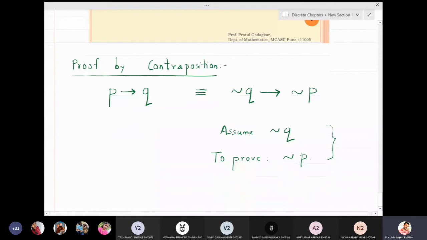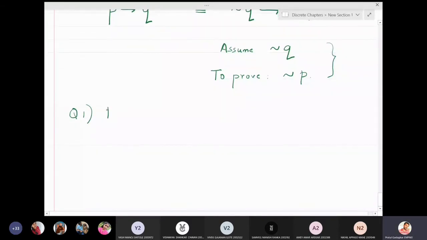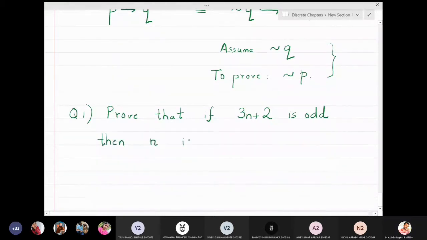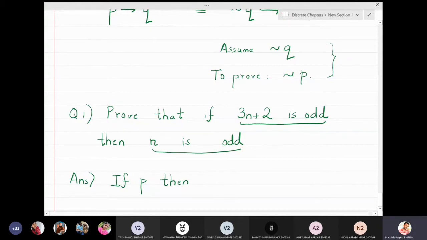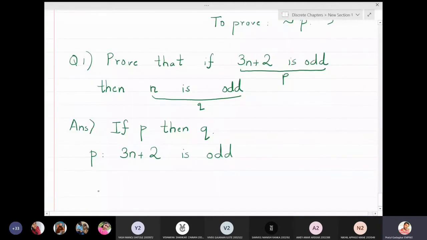So let us look at the first question. Prove that if 3n plus 2 is odd, then n is odd. In this question, 3n plus 2 is odd is in the if part. So I will write the answer. If P, then Q. This is the P part and this is the Q part. P is 3n plus 2 is odd. Then Q is n is odd.